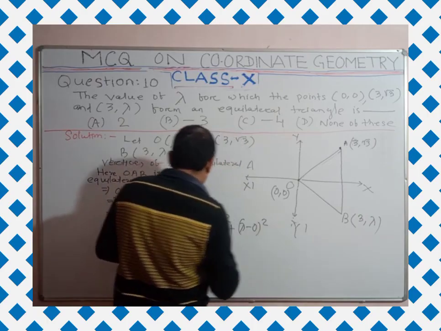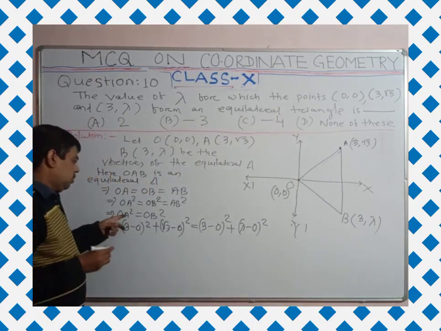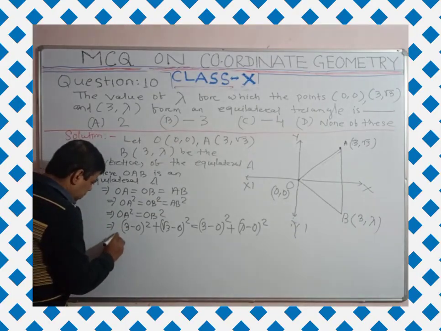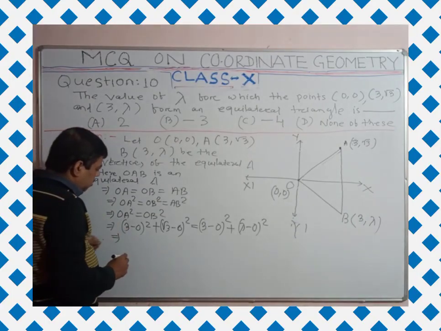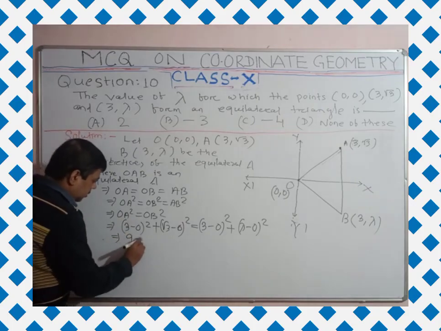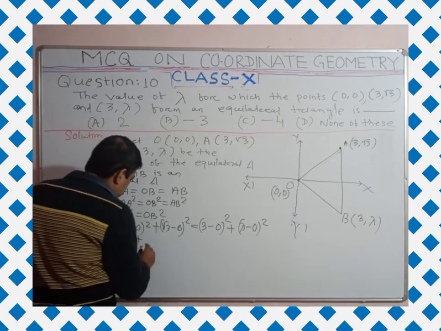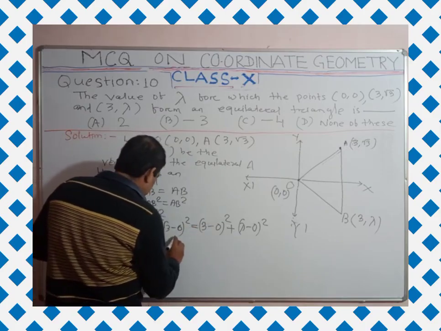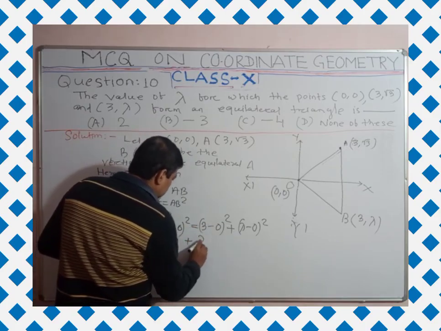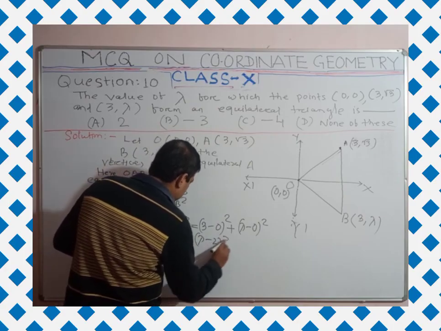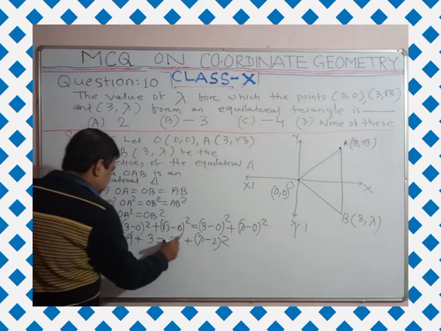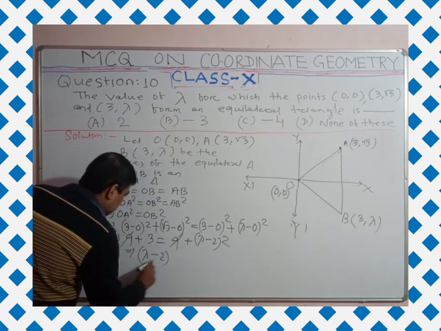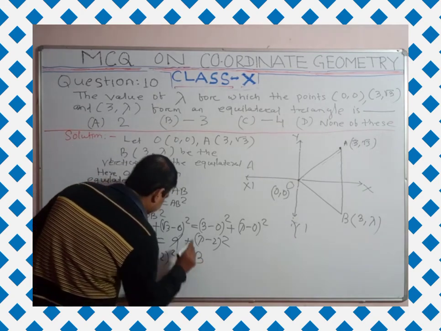Here using the distance formula, because we have already squared, the square root sign will be removed. Don't give the square root sign again. So 3 minus 0 means 3 whole square, 9. Root 3 minus 0 means root 3 whole square, which is 3. 3 minus 0 means 3 whole square is 9, plus lambda minus 0 whole square. Understand? So you see the 9 on both sides will cancel.